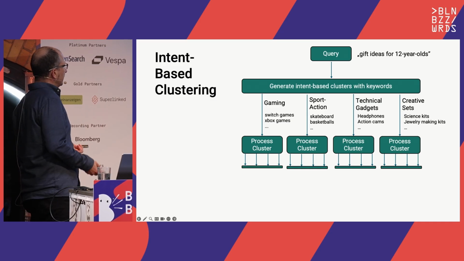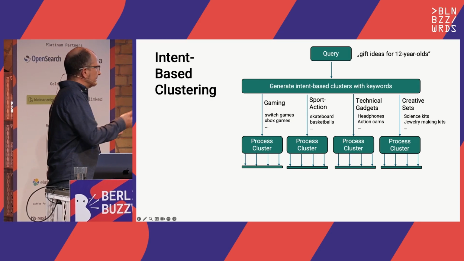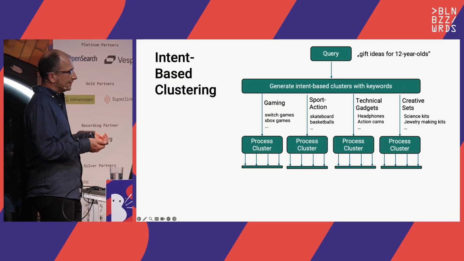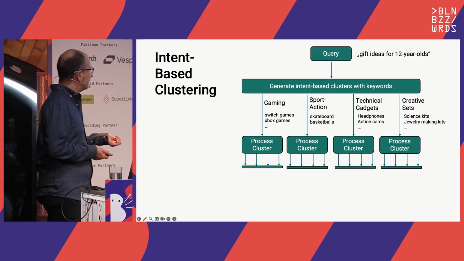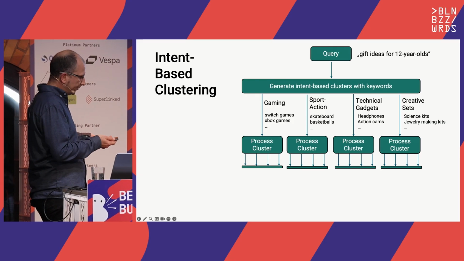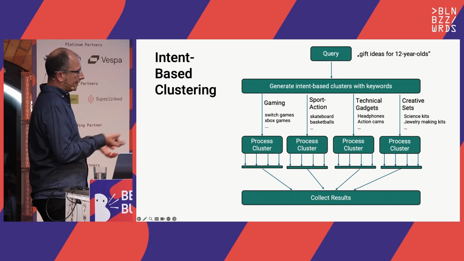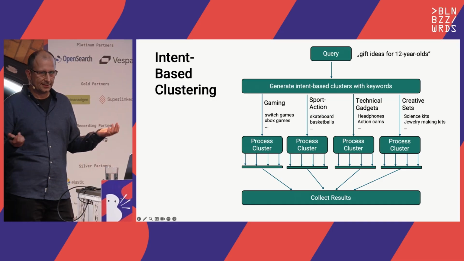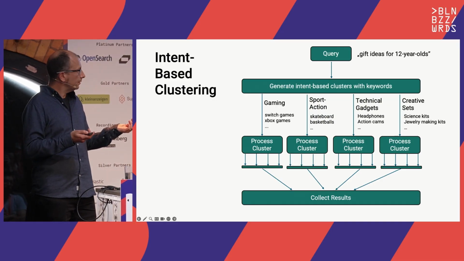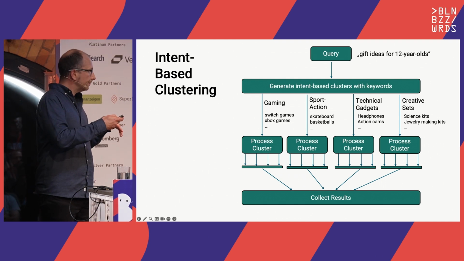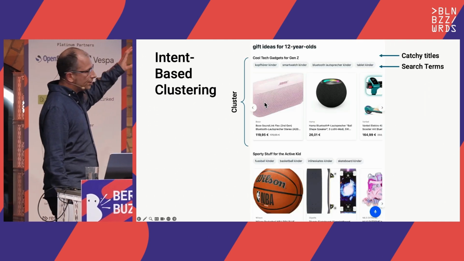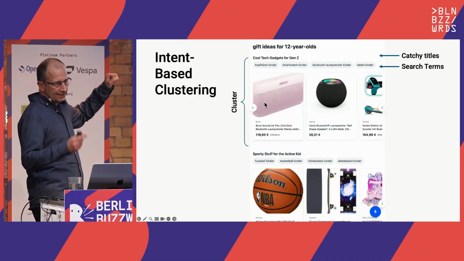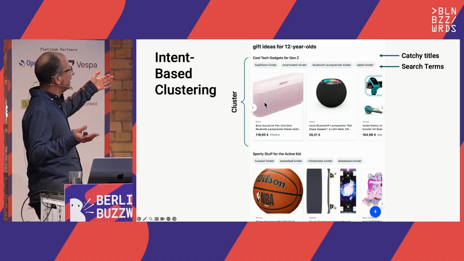Like before, we use the search terms and ask our traditional search in parallel. Now we have 16 requests here. So it's good to have a very performant and scalable search in the background. And we are collecting all the results. But instead of creating a huge list with all the products here, we use a cluster structure. So we show the customer the cluster, and that's very nice, we can give the clusters catchy titles.